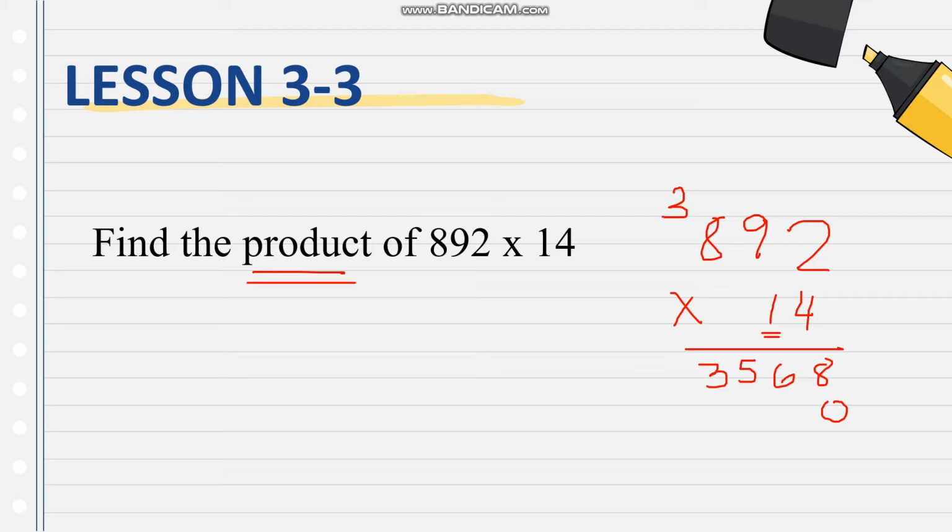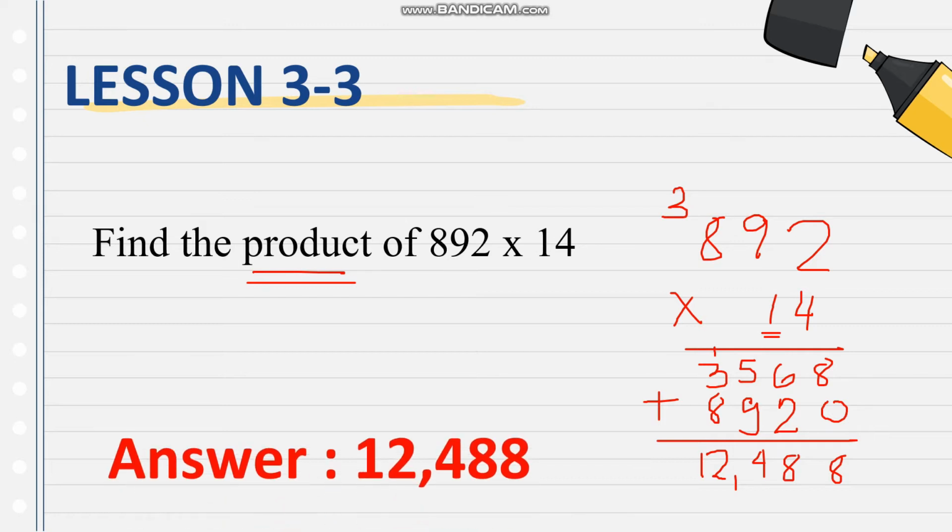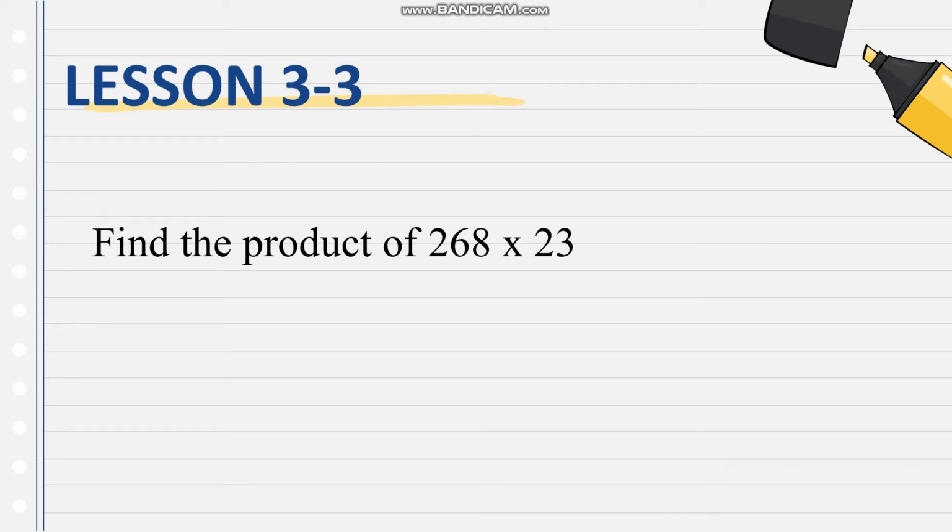So 1 times 2 is 2, 1 times 9 is 9, and 1 times 8 is 8. Then we need to add. 8 plus 0 is 8, 6 plus 2 is 8, 5 plus 9 is 14, regroup 1, 1 plus 3 is 4, plus 8 is 12, so the final product is 12,488. Next, 268 multiplied by 23.